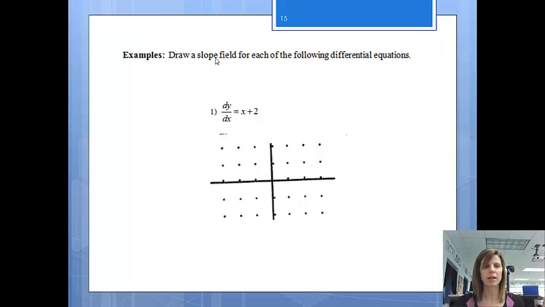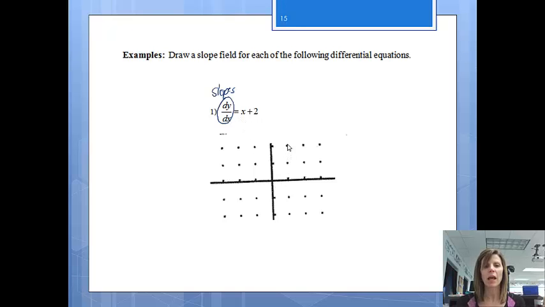This time we'd actually like to draw the slope field. In the previous video, the slope field was given for us. We just kind of looked at it, but this time we actually get to draw it. So we know that dy/dx is equal to x plus 2. So we know that the slopes are all going to equal x plus 2, so it's going to depend on the x value.